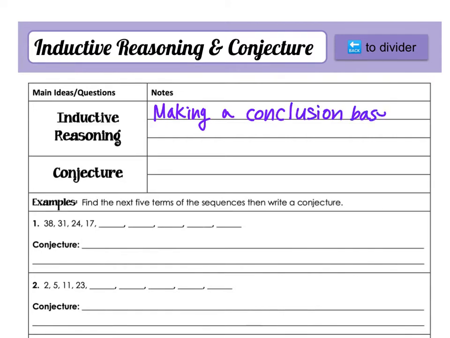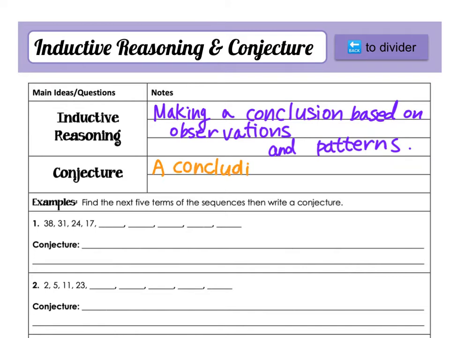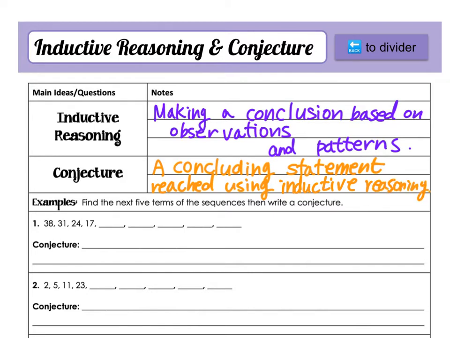Inductive reasoning is making a conclusion based on observations and patterns. A conjecture is a concluding statement reached using inductive reasoning. It's like proposing an idea.